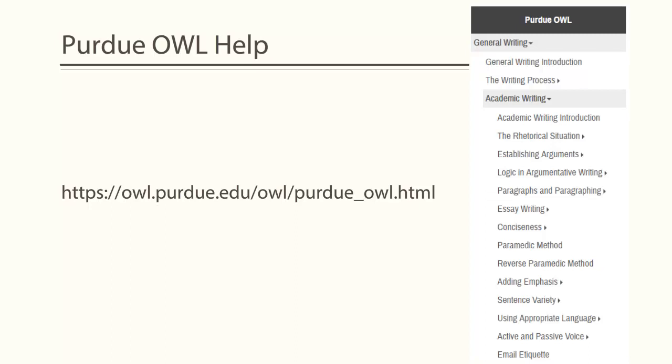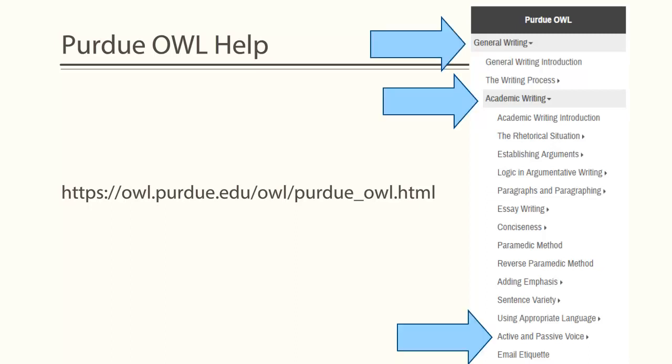That information is not actually in the APA section of OWL. You should go to the OWL homepage and then in the menu on the left, select General Writing, then Academic Writing, and then you'll see active and passive voice as an option. This concludes tutorial 5.